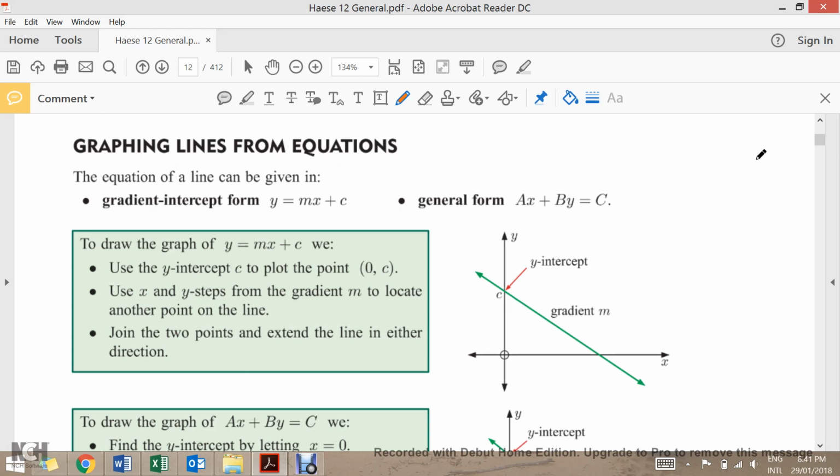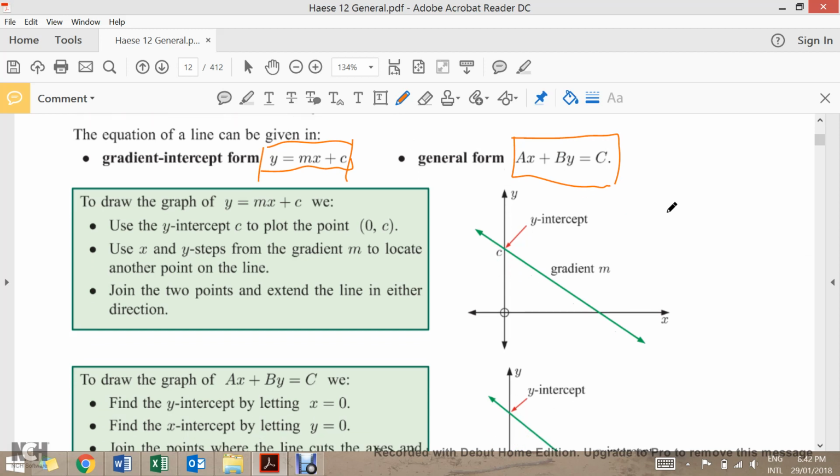Okay, so the next concept here is graphing lines from equations. Turns out y equals mx plus c is not the only way to write down a linear equation. There's also what we call the general form, ax plus by equals c. Each of these equations will tell us something different.